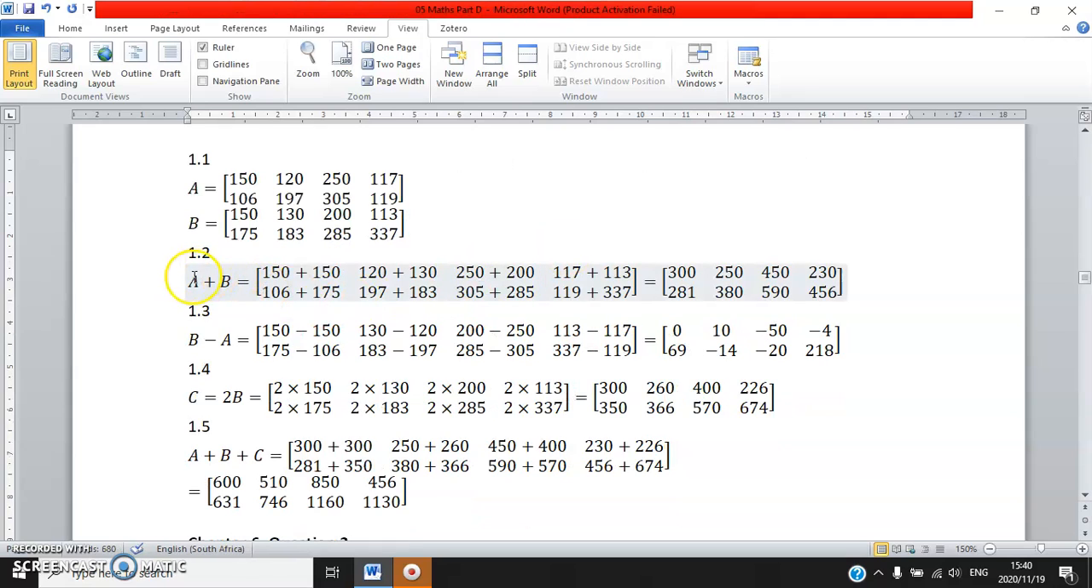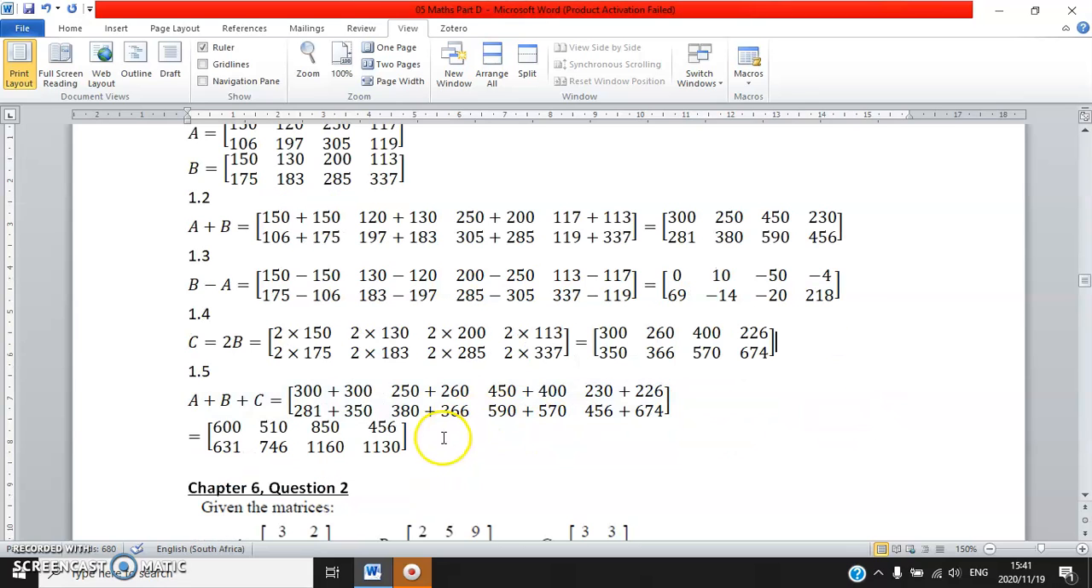And then 1.2 is easy, matrix addition. Just add the first 2 weeks sales together. I think you should be fine. And then 1.3, which is the subtraction, the week 2 sales minus the week 1 sales. And then 1.4, which says in the third week, the sales is twice the sales in the second week. So this is a scalar multiplication, each term multiplied by 2. 1.5 is easy, just add the first 3 weeks sales together. Okay, so this is quite easy.